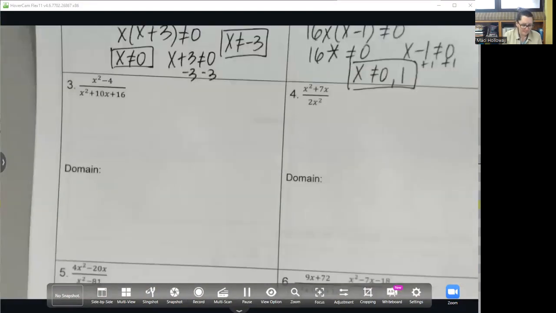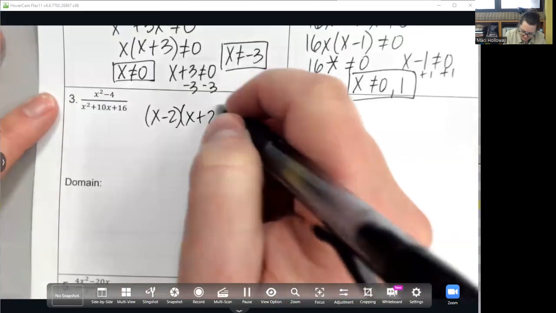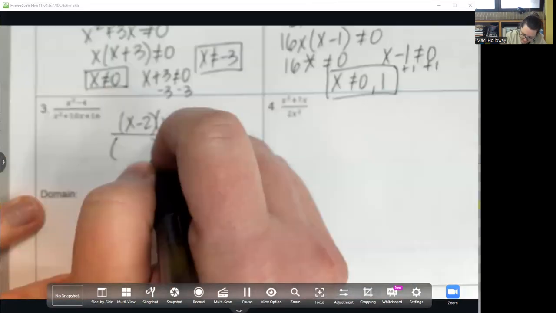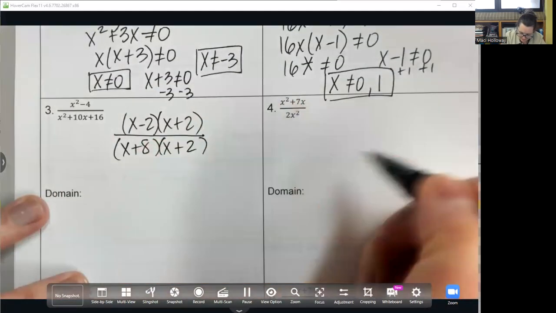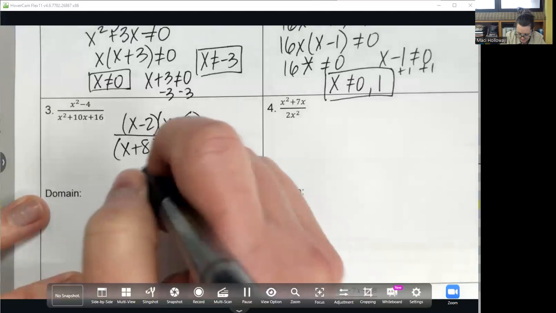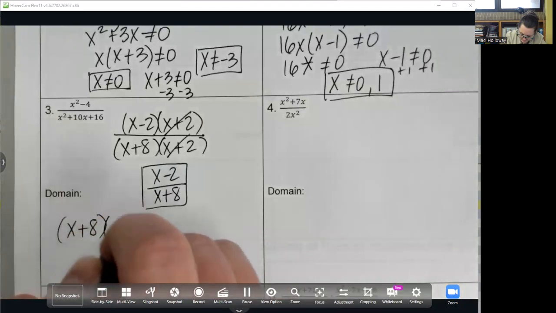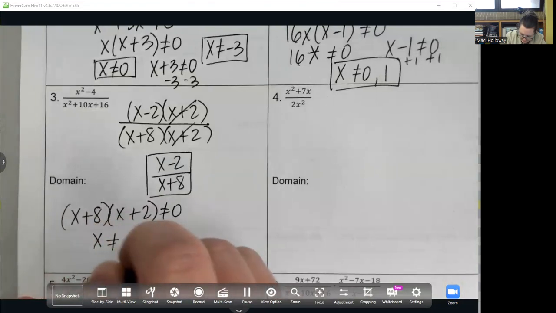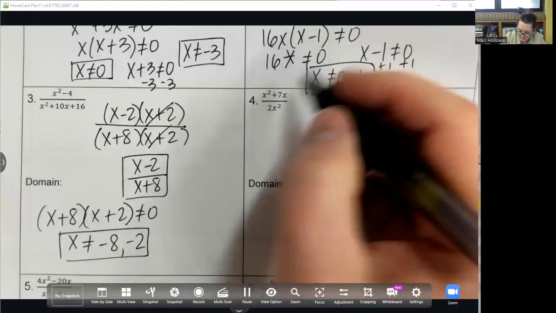All right, next, number 3. Let's factor the numerator. So we have x minus 2 and x plus 2. On the bottom, what multiplies to get 16 and adds to get 10? I'm going to say 8 and 2. So I can cancel this x plus 2, and we have x minus 2 over x plus 8. And then our domain, I'm just going to use the already factored form, does not equal 0. So x cannot equal -8 and -2. So 2 answers there.